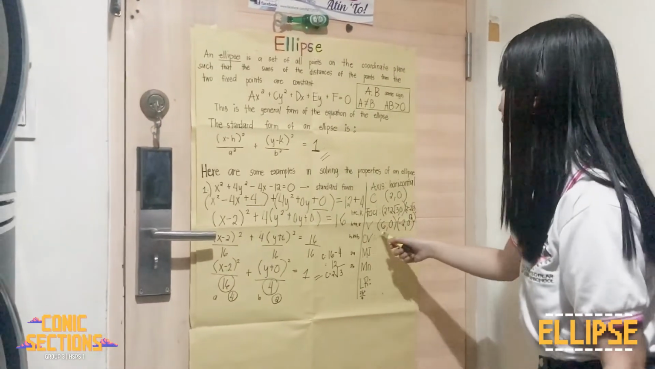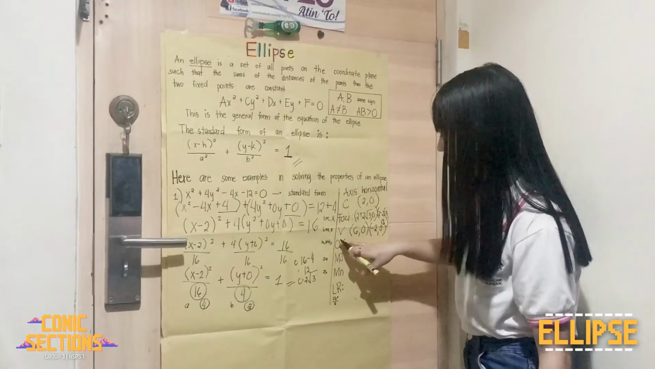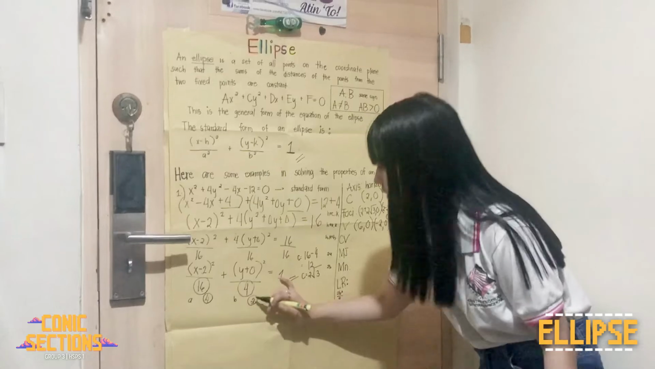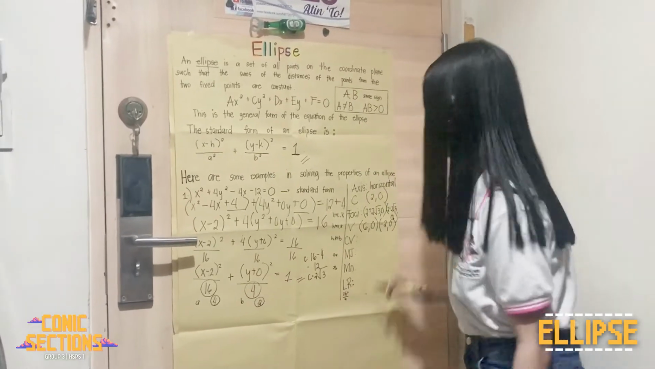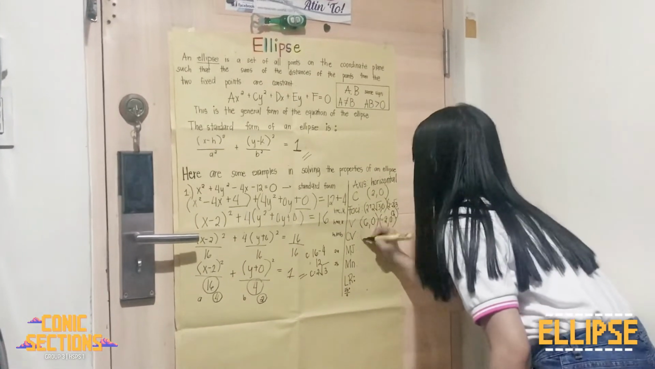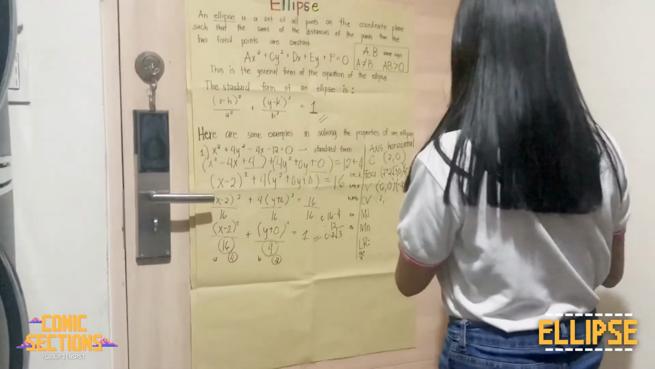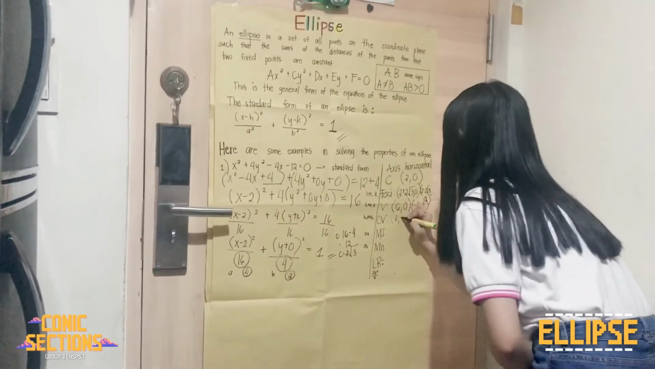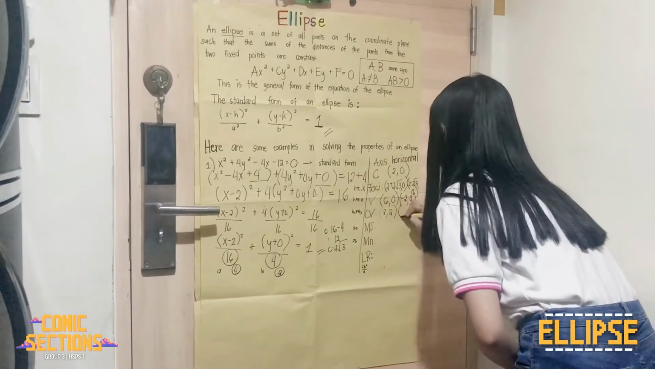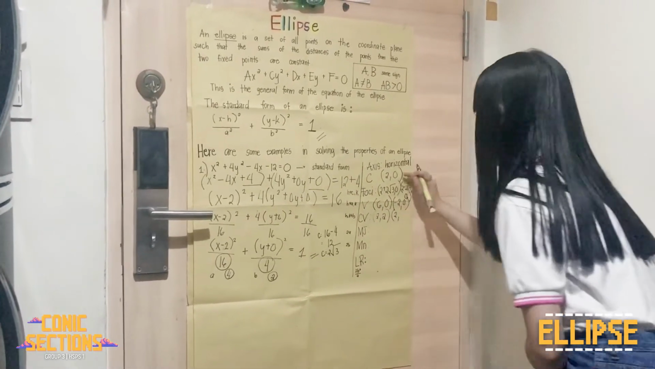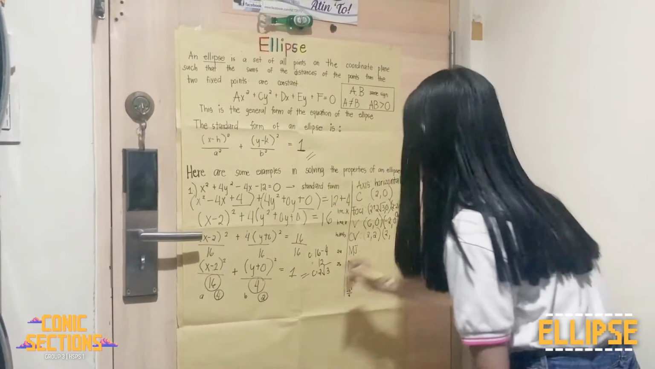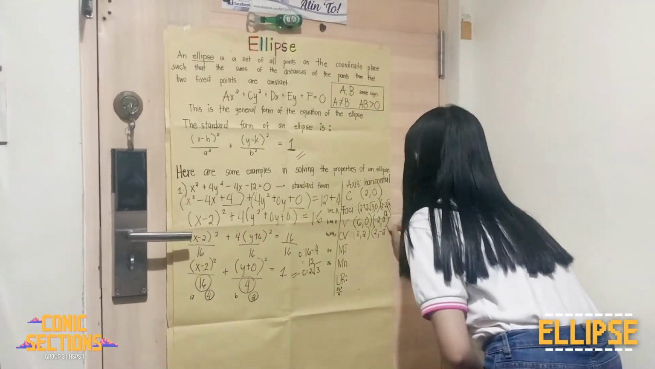So in solving for the co-vertex, h, k plus b is the formula. So 4 is b squared, and the square root of it is 2. So we identify b as 2. And so 0 plus 2 is 2, and 0 minus 2 is negative 2.